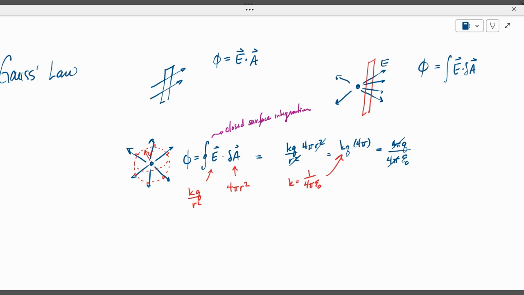Now this q is also very interesting because this q right here is the enclosed charge. That is the charge that has been enclosed by our surface, which we are going to refer to as a Gaussian surface.